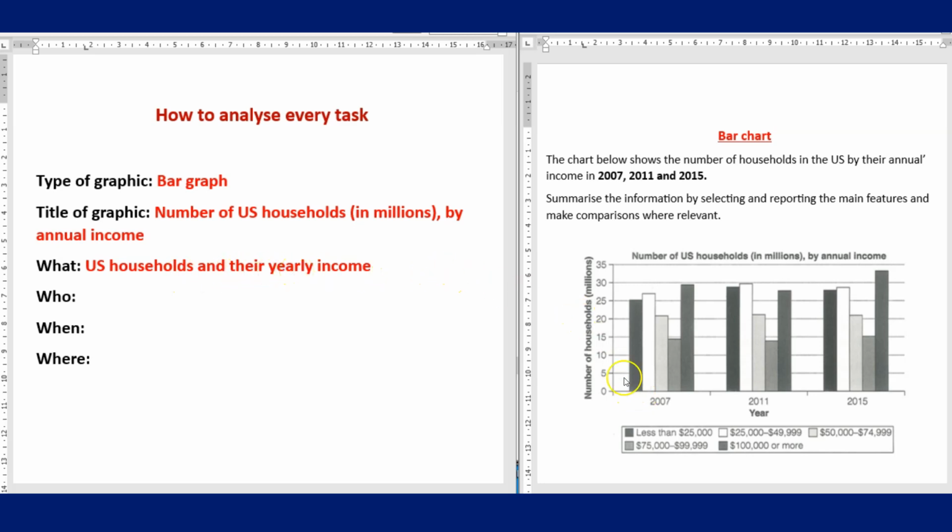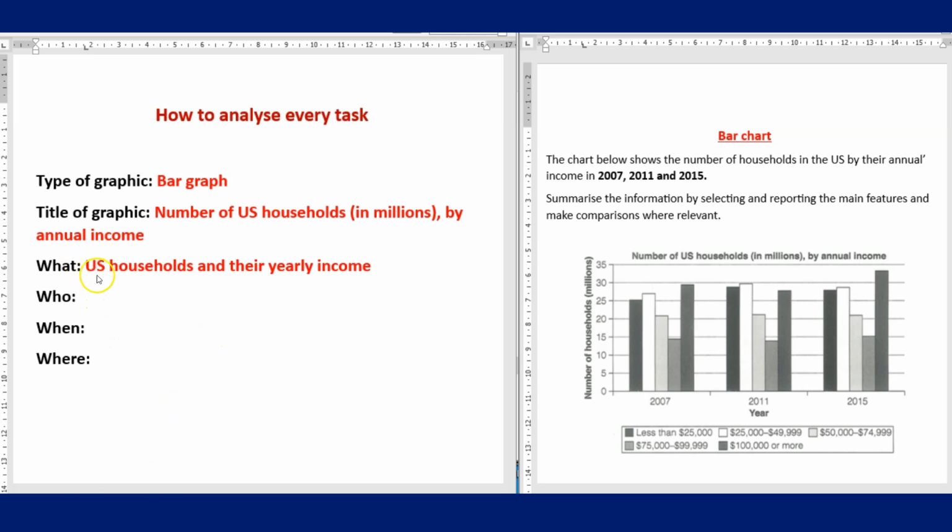If you check here, you find out the keys. We have those who earn less than $25,000 in one category, and $25,000 to $49,000 in another category. So you can see that they have divided the households according to their annual income. So we know that this particular graph is about US households, divided as per their annual income. If you don't analyze it properly like this, you'll not be able to know exactly what it is about.